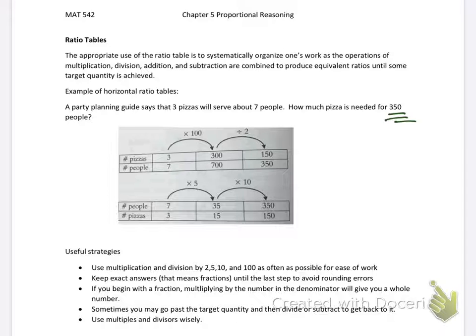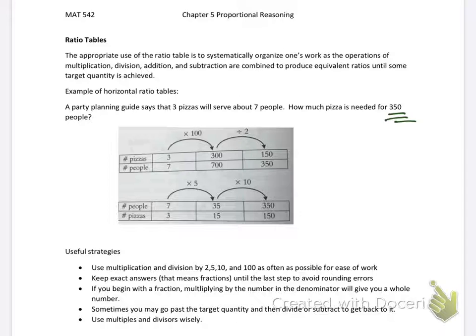Okay, so start out with your table, and you have to start thinking logically. If I have 3 and I have 7, I can multiply by 100, and that gives me 300 and 700. I need to get to 350, so then I'm going to divide by 2. Dividing by 2 gets me to 150.